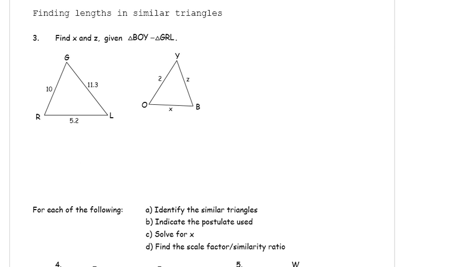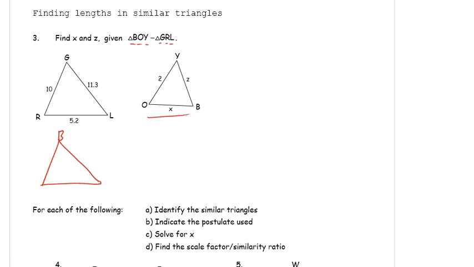Okay, let's look at a couple more. Finding lengths in similar triangles. So again, make sure everything's matched up. B goes with G, O goes with R, Y goes with L. So I'm going to redraw this triangle over here and make sure everything matches up, and that makes everything a little bit easier. So B needs to go with G, so B's up here.